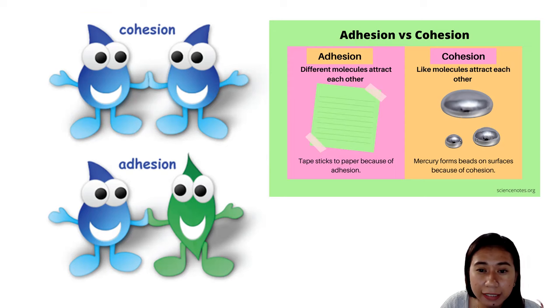Next, another example. Tape sticks to paper because of adhesion. Paper, tapos may tape. Magkaibang substances yon. Different molecules attract each other. Cohesion naman, like molecules attract each other. Example, in mercury. Nakikita na ba kayo ng mercury?